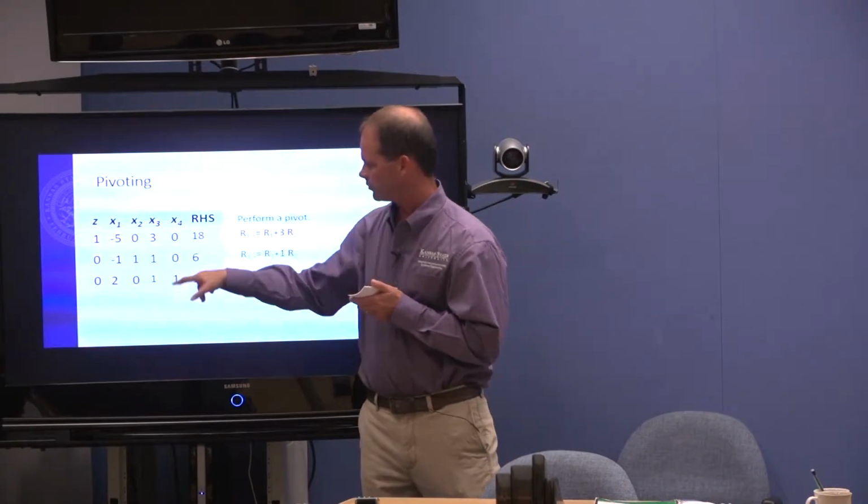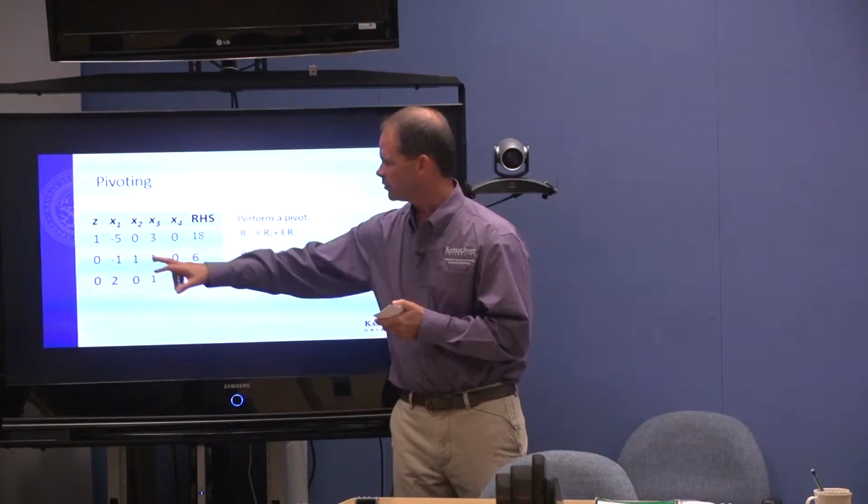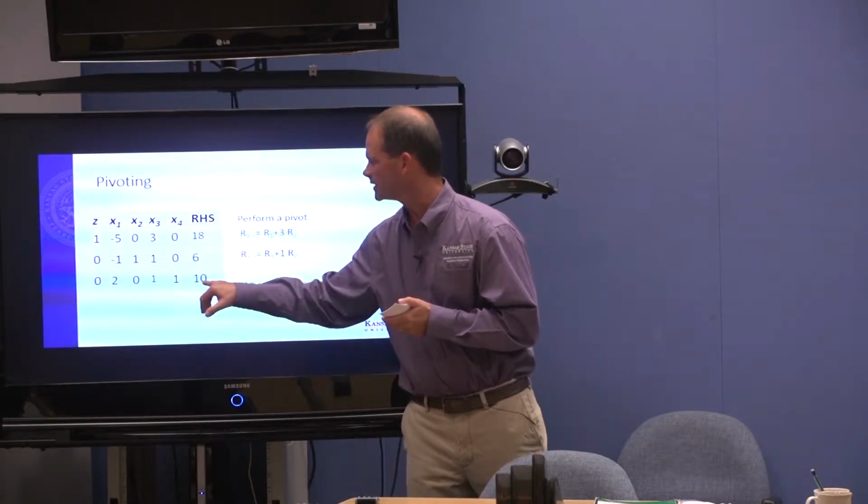Zach, what's the new solution? The new solution is z and x4 and x2. Good. Z, x2, and x4 identified by the identity matrix. And what are their values? 18, 6, and 10. 18 for Z, 6 for x2, and 10 for x4. Very good.